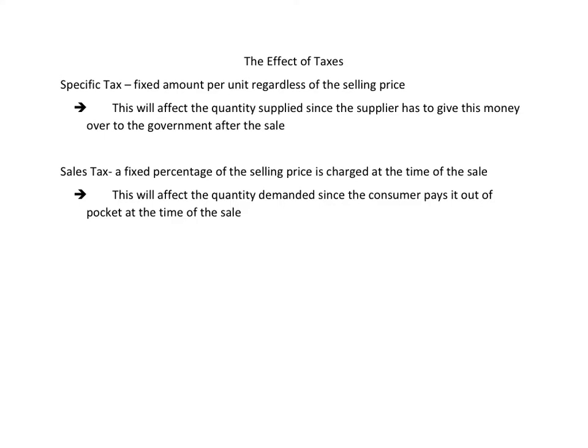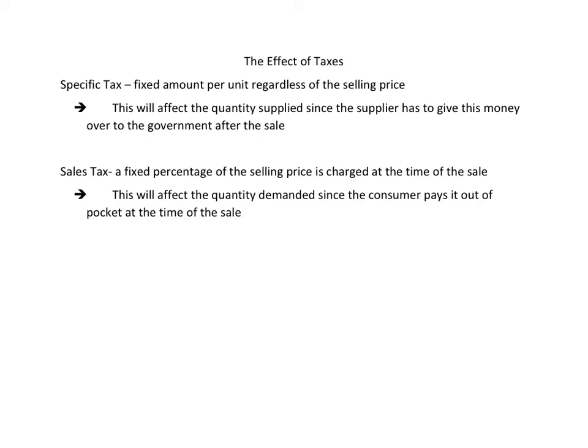Today we're going to look at the effect taxes have on supply and demand. We're going to look at two specific kinds of taxes. The first one is a specific tax. This is a fixed amount that is given to the government regardless of the selling price, and this is typically a tax that the consumers don't actually see. This is something that goes along with gas or cigarettes or alcohol, some number that you actually don't see when you purchase it, but the supplier gives to the government.